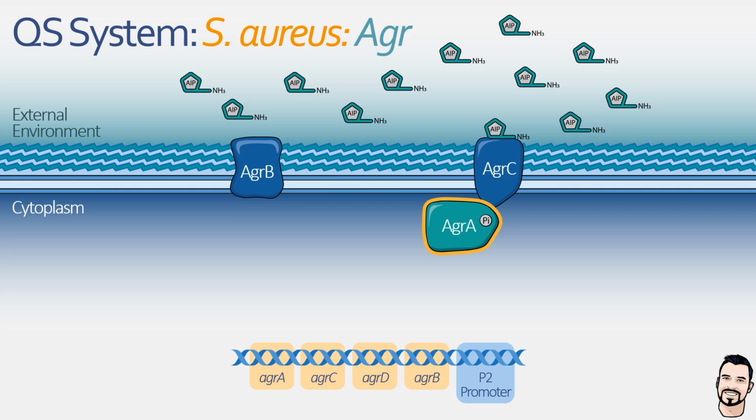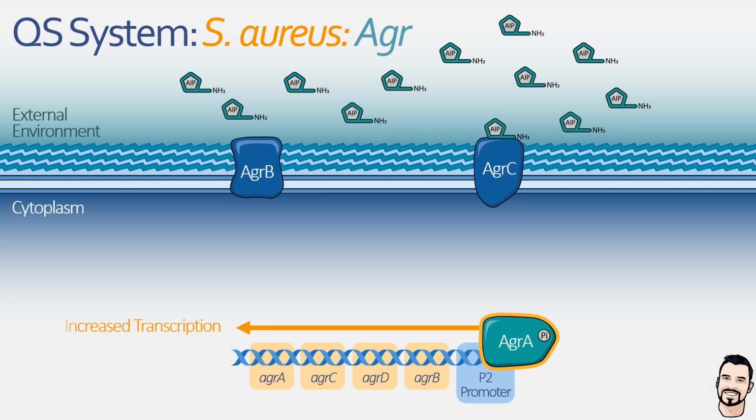Now, one of the first things it does is what it has been doing all along, associating upstream of the P2 promoter for the AGR operon. And due to its activated state, it has a much higher binding affinity, leading to increased transcription of genes within the AGR operon above the basal transcription rate we saw at the start.